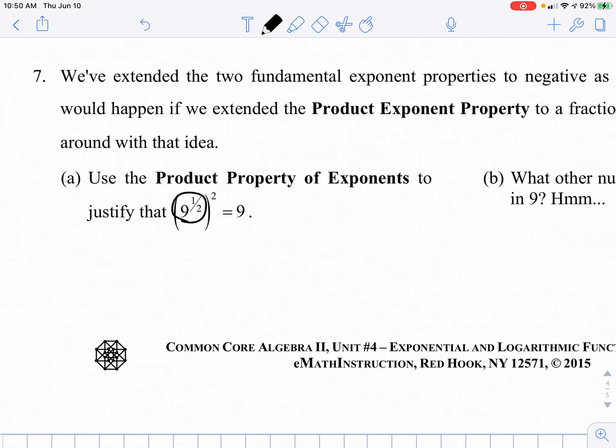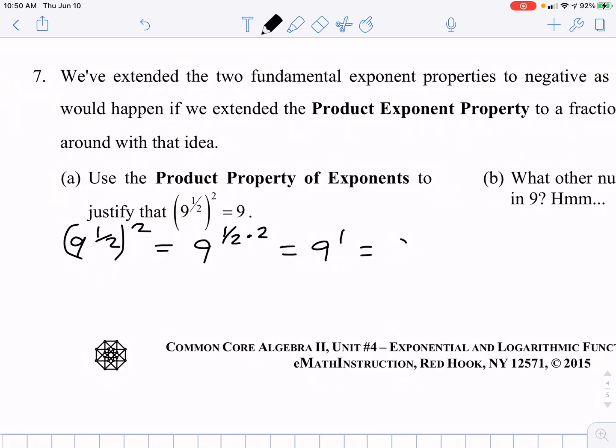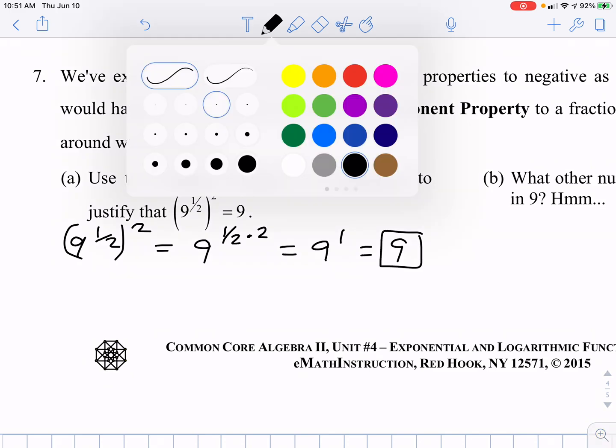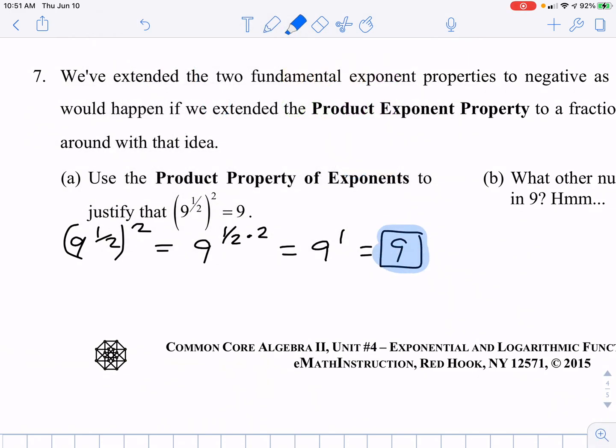Well, let's try this. 9 to the 1/2 power squared. Well, that's the same as 9 to the 1/2 times 2. Remember, we multiply the exponents, which is the same as 9 to the 1 power, which is the same as 9. Pretty easy to verify that.